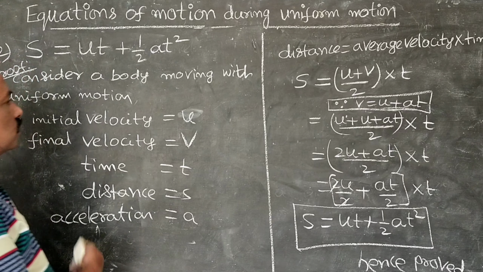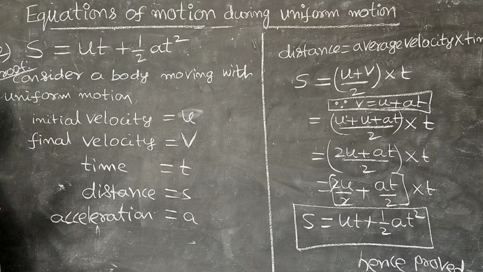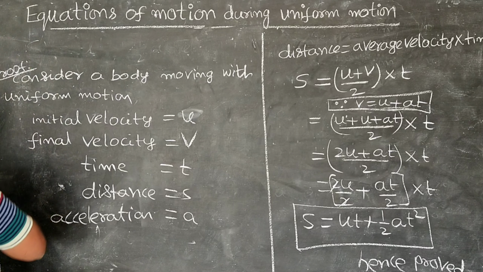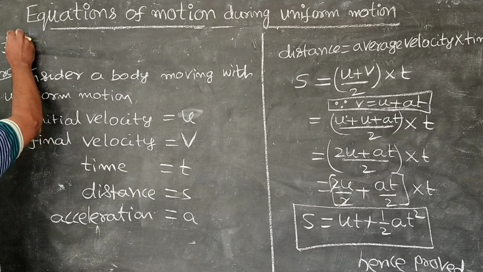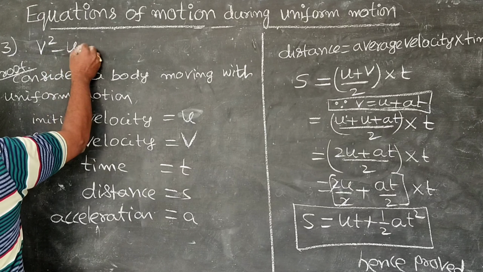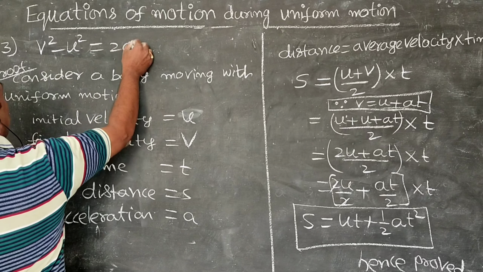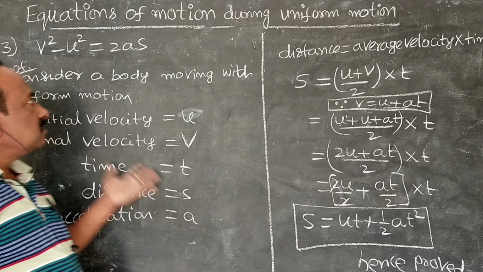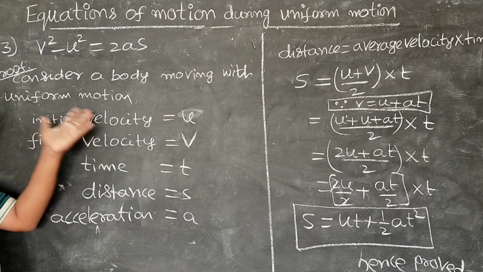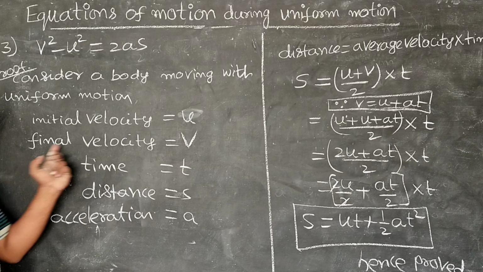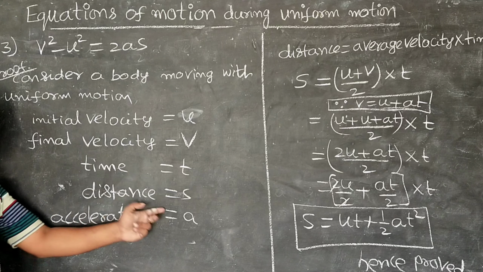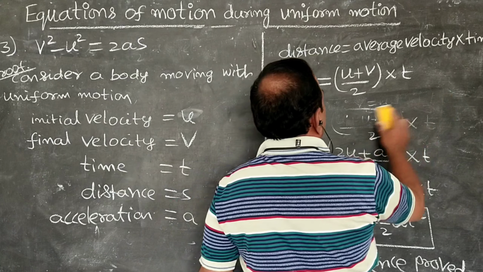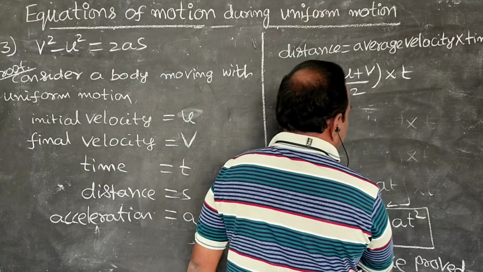Once again, you can observe that most important is, similar to the first equation of motion, now I will write the third equation of motion, that is v square minus u square equal to 2as. Same matter. Consider a body moving with uniform velocity. Initial velocity is u, final velocity is v, time is t, distance is s, acceleration a.